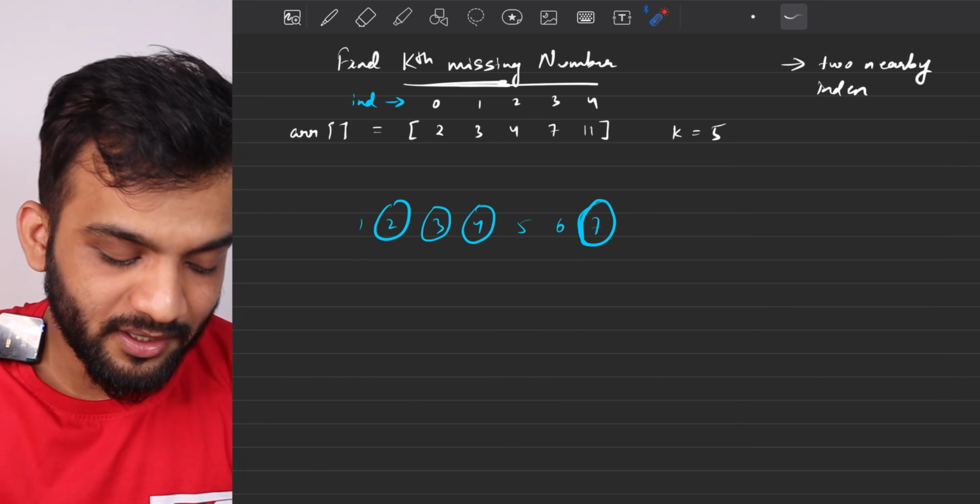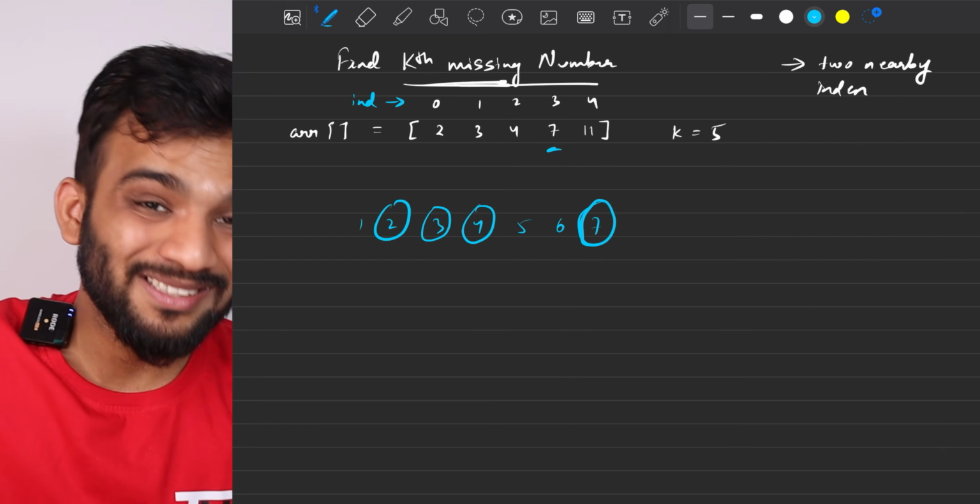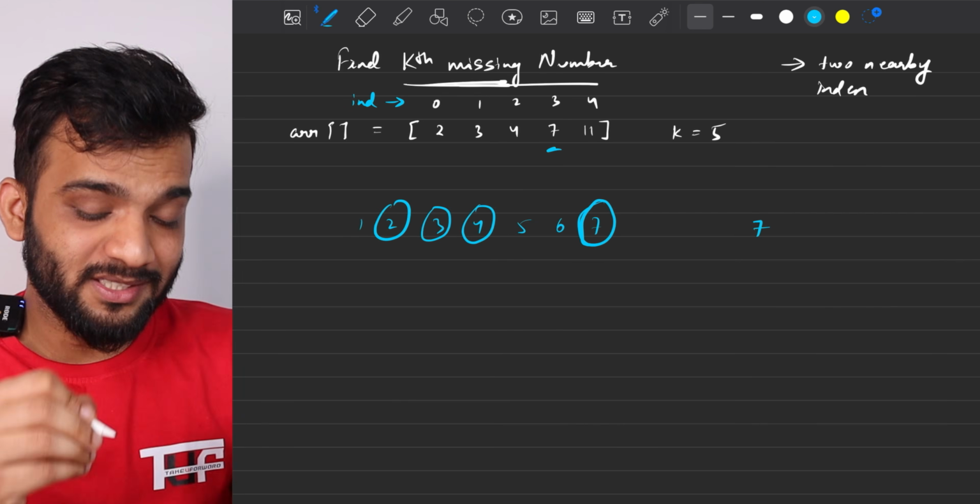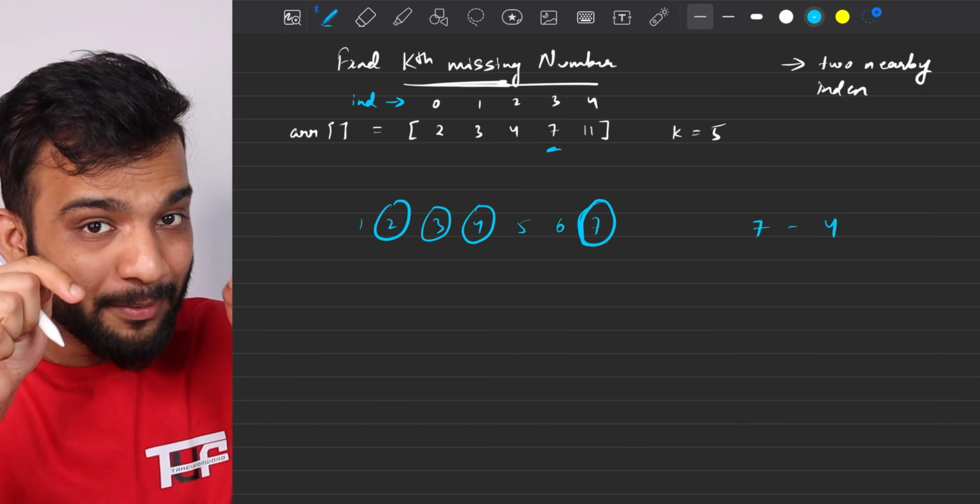And how did you figure that out? It's very simple. You had 7. So you said 7 is present. Ideally 4 should have been present there.